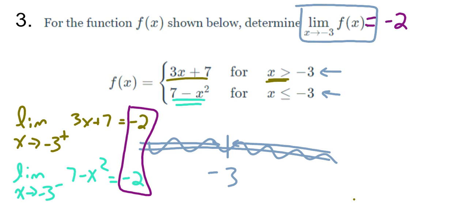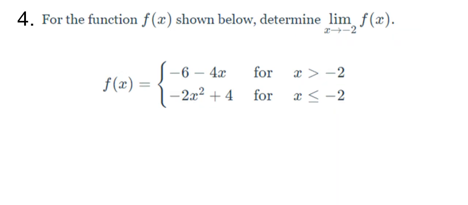It's equal to negative 2. So pretty cool. All right, let's keep going. We're doing good. All right, same thing here. We're asking for the overall limit. So we want to do both sides.